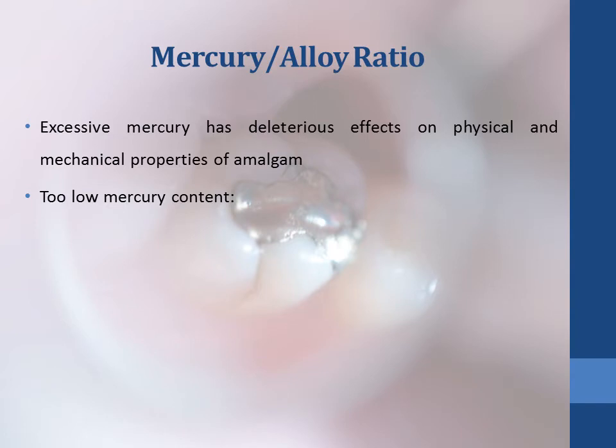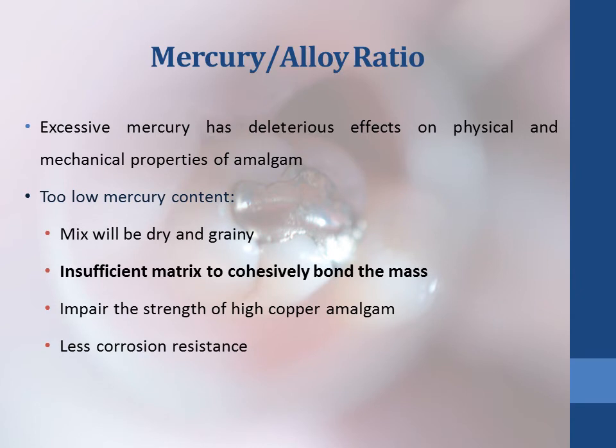Excessive mercury has deleterious effects on the physical and mechanical properties of amalgam. As we saw previously, it affects the strength, it affects the dimensional stability, it affects the creep. Too low mercury content, what does it do? The mixture will be dry and grainy, it will not be plastic, it will impair the strength, it will have less corrosion resistance, and it will not allow the matrix to cohesively bond the mass.